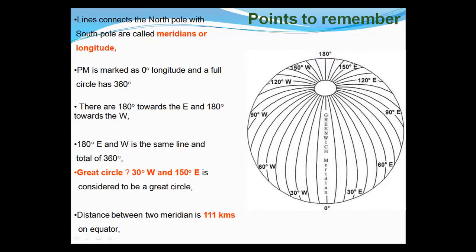Now what is a great circle? As you can see on the sketch, 30-degree west longitude meets at the North Pole and it continues further as 150 degrees east. This makes a great circle. Distance between two meridians or longitudes on the equator is 111 kilometers. These are some of the very important points that you should remember.